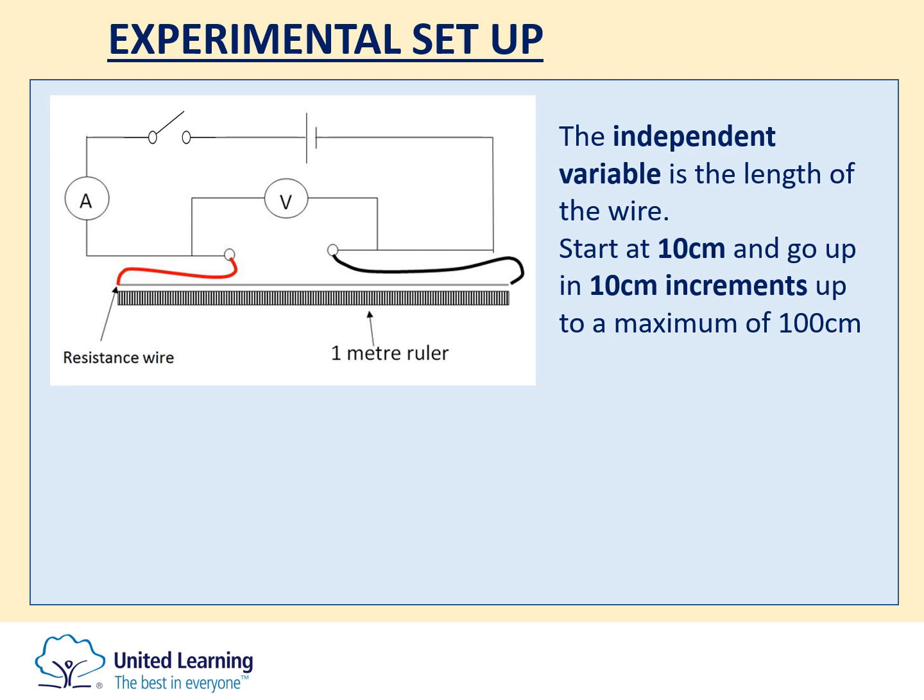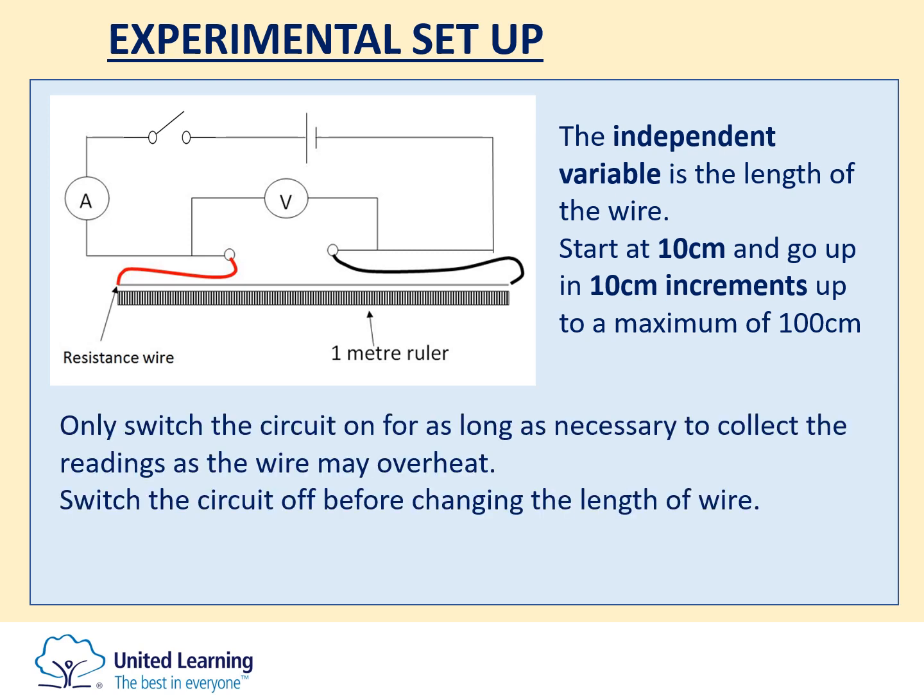The switch is there so that you can switch the circuit on for just long enough that you can record the readings on the ammeter and the voltmeter without actually causing the wire to overheat. It's really important that you switch the circuit off before repositioning the crocodile clip to change the length of the wire, as the wire will still be hot when the electricity is running through it and we wouldn't want you to get burnt.